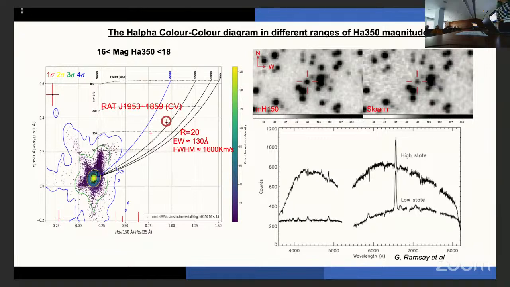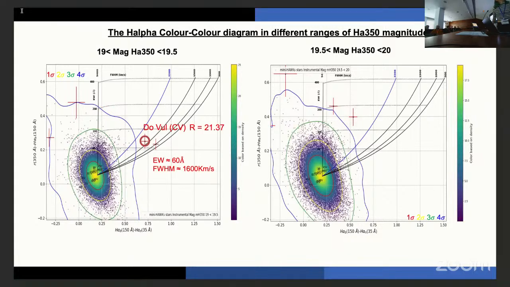And our values of photometric equivalent width and full width at half maximum match well with the values provided in the paper of Ramsay et al. with the spectrum. So if we go deeper, we found the other cataclysmic variable, for which there isn't a spectrum reported. And the H-alpha emission is weaker, but still broad for that object.